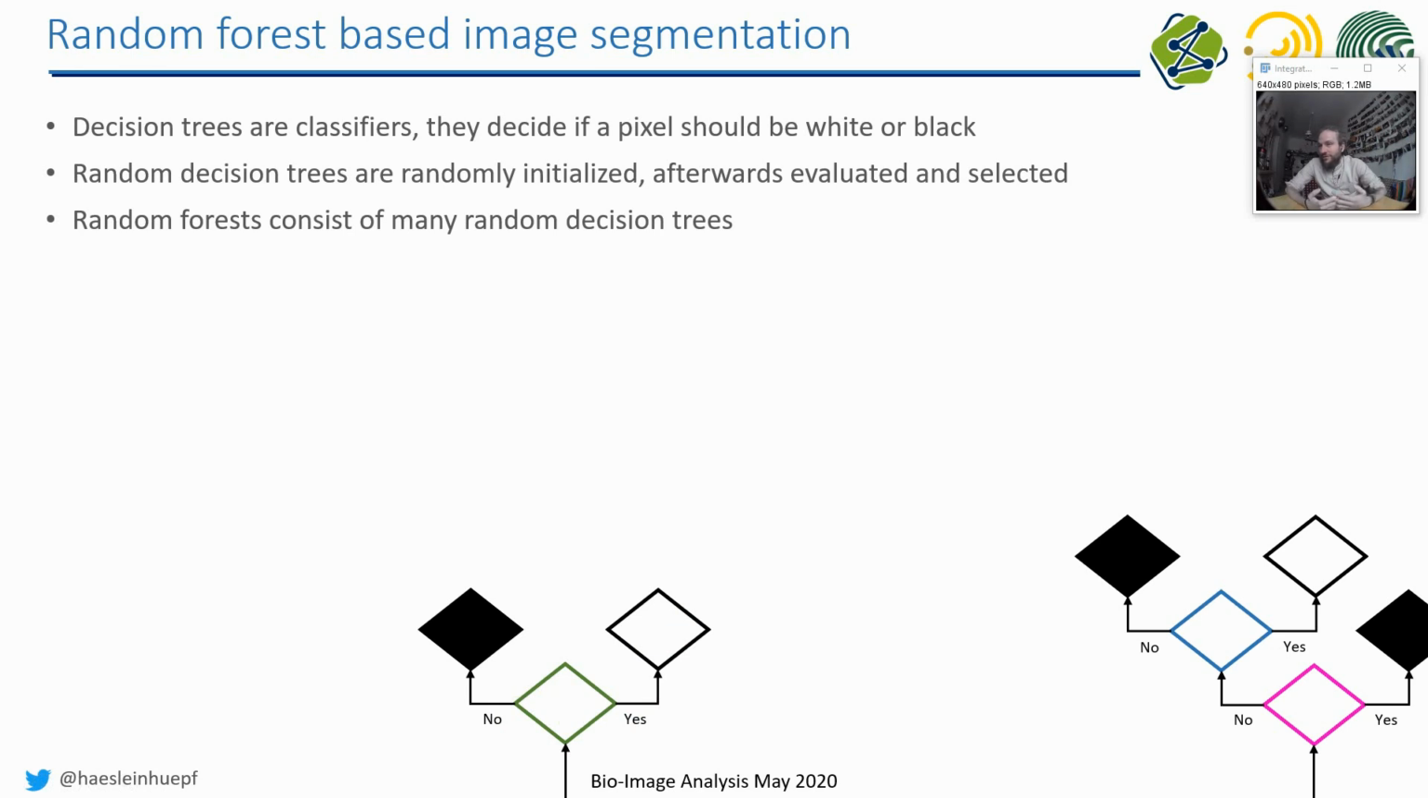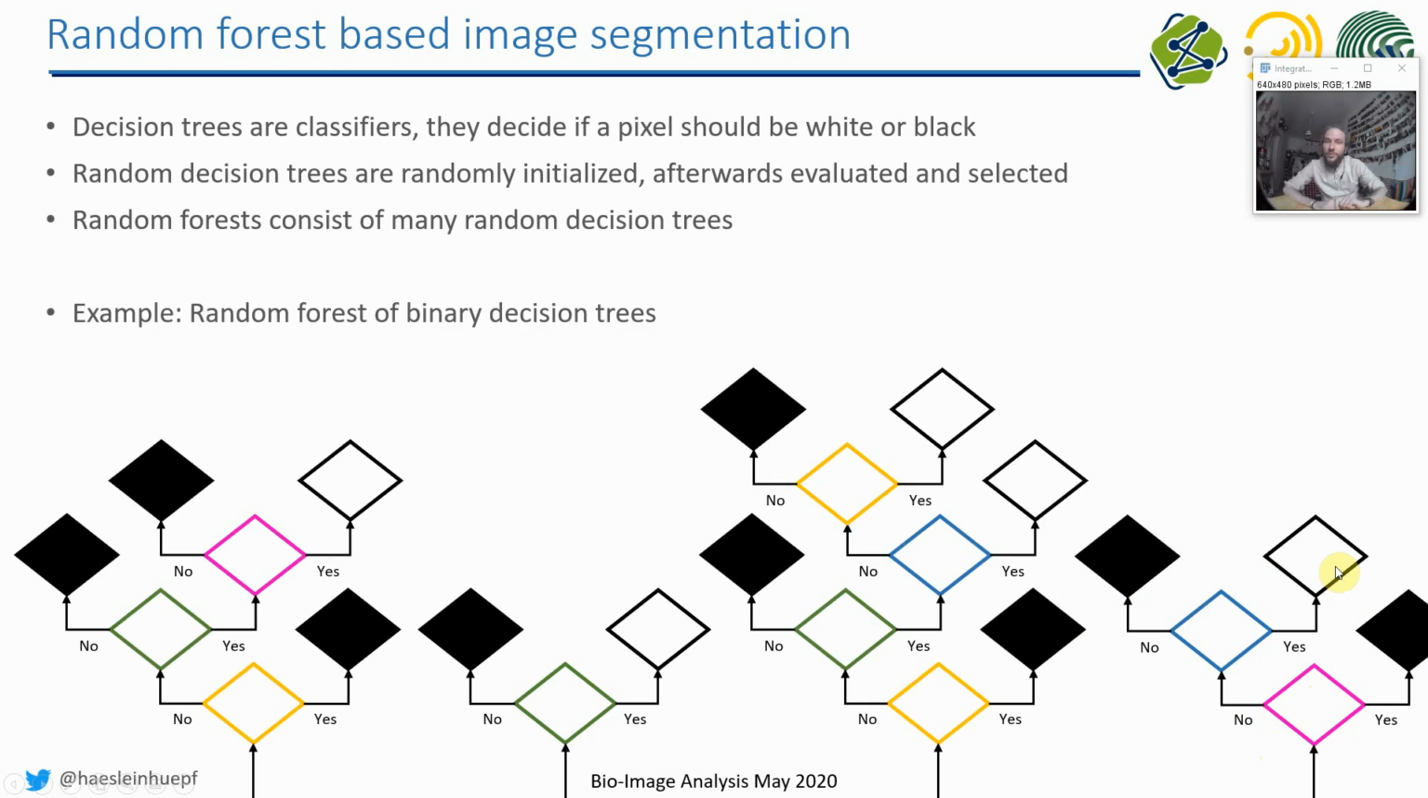So they also can have different depths, for example. Depth in this case is the number of decisions which have to be made. So here, this one takes a pink measurement into account and the blue measurement into account, and it can then decide if the pixel should be white or black, right? And if you put many of them together, we have a random forest.